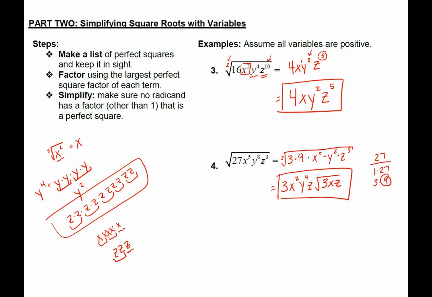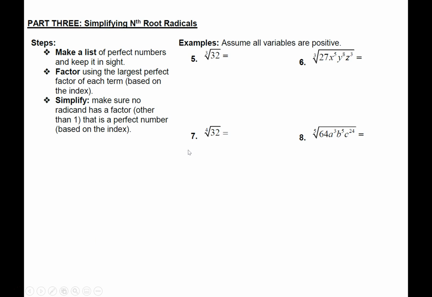All right, so now let's look at doing the same thing, but when the index changes and we don't have square roots anymore. So in this first problem, notice that the index is a 3. So we're taking a cube root this time. It means we're looking for perfect cubes in our list of possibilities, and we're looking for triplets when we look at variables or something that's divisible by 3. So we're going to use the same steps. We're going to make a list of our perfect numbers. We're going to factor using the largest perfect factor of each term. We're going to simplify if we need to.